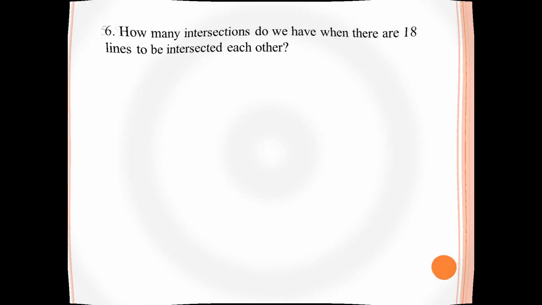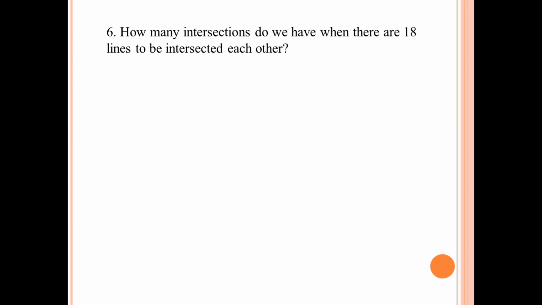Okay, let us move with the problem number 6. So how many intersections do we have when there are 18 lines to be intersected with each other? Okay, so this time we're going to identify the number of intersections if we're going to draw a number of lines. So let us put it in this way. If we have 2 lines, the number of intersection is 1. If we're going to draw another line, the number of intersections becomes 3.